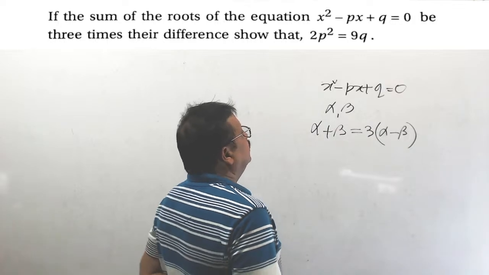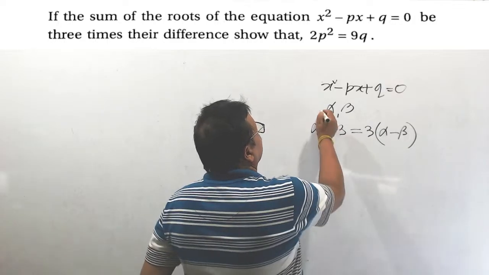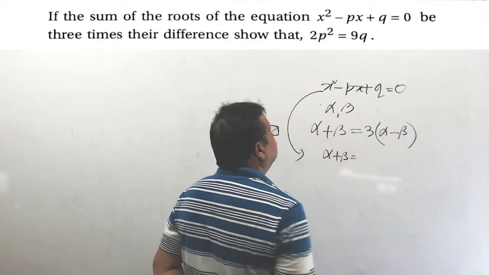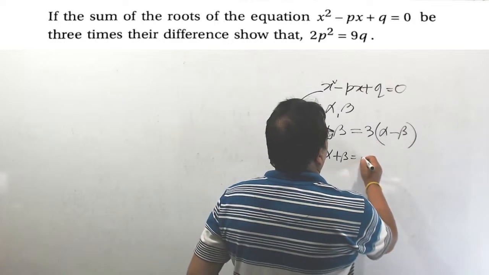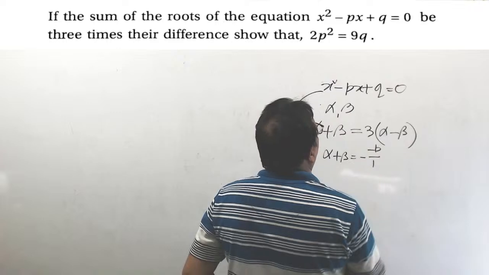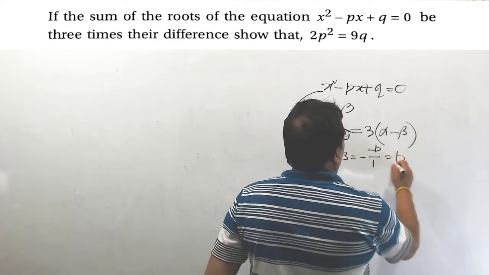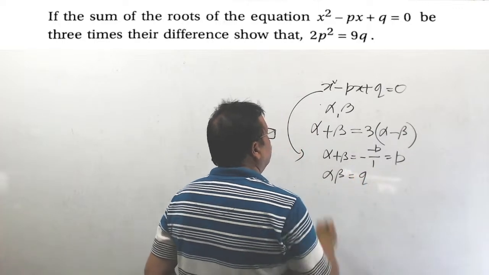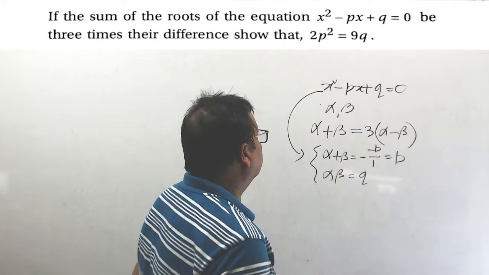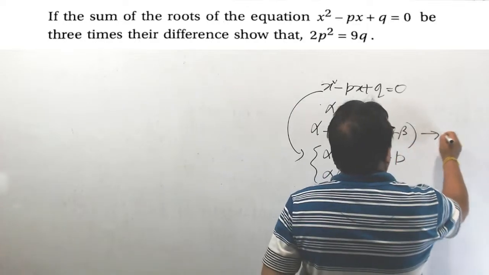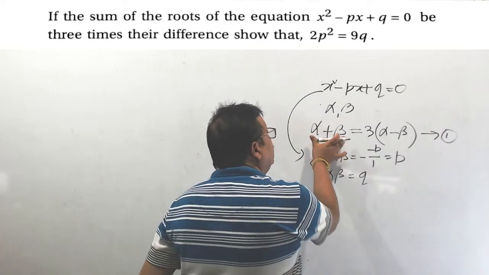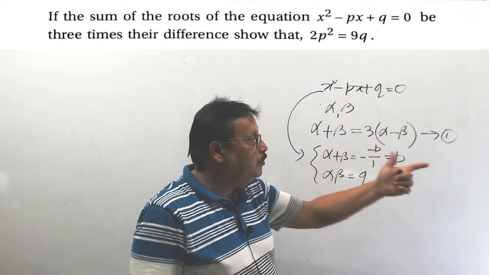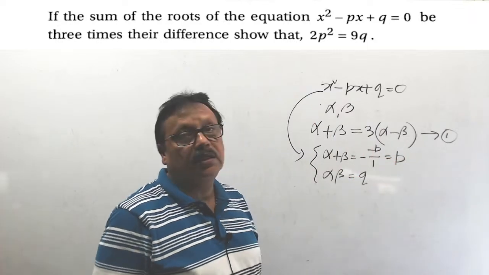Okay, let us start. Now from this equation, what is the sum of the roots? Alpha plus beta is equal to what? Alpha plus beta is equal to minus b by a, that means p. And what is the product of the roots? Q. Understood? So you got these two, sum of the roots and product of the roots. Now this is the given condition. From this given condition, number 1, you have to prove what? 2p square is equal to 9q, right?